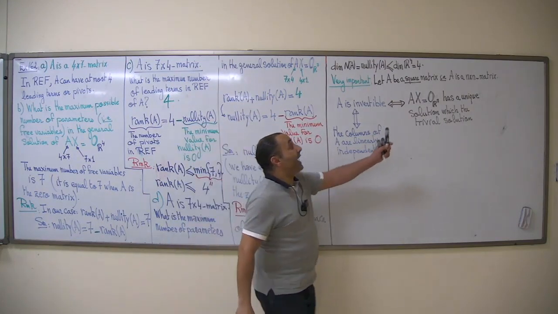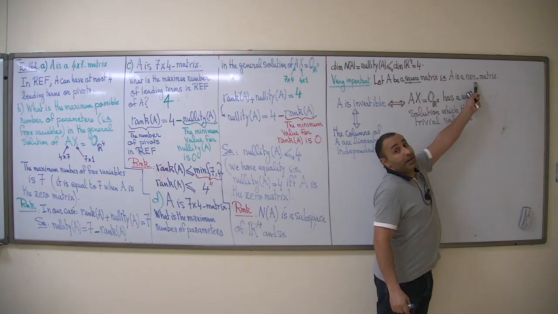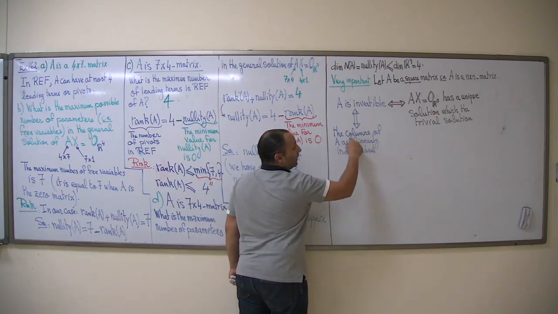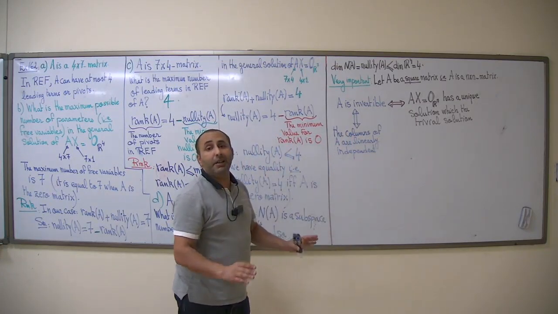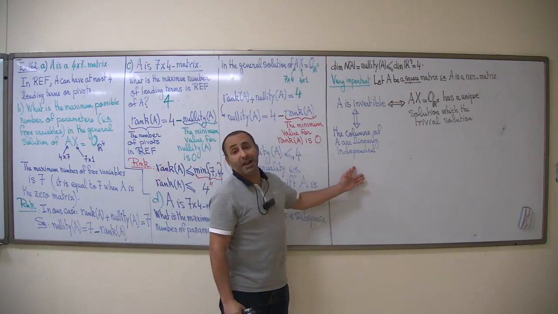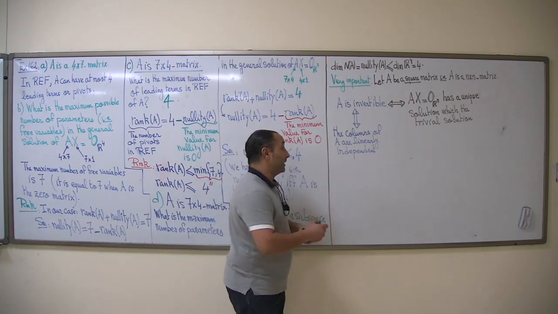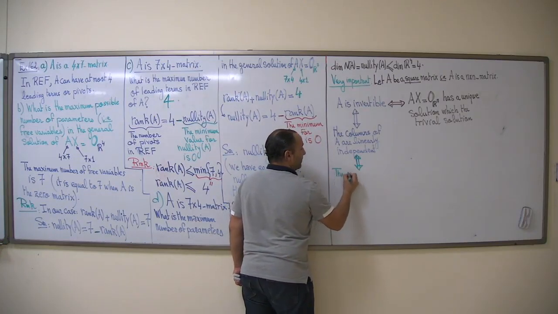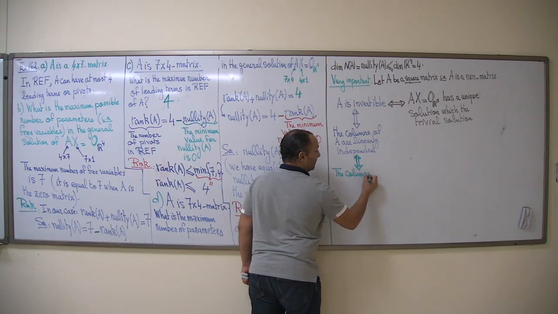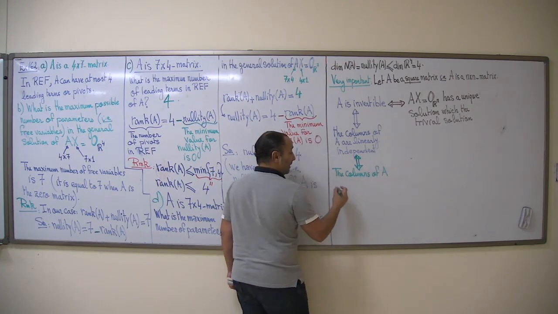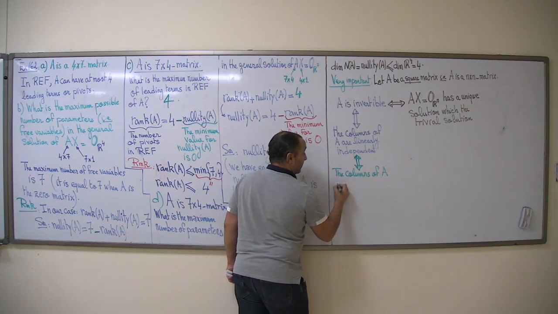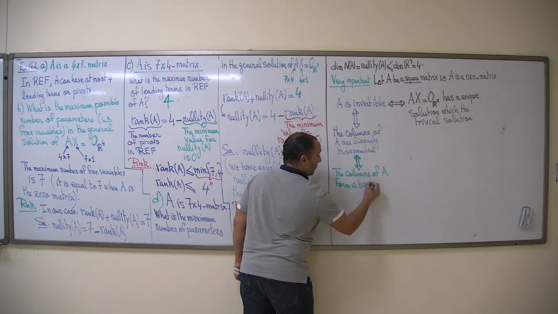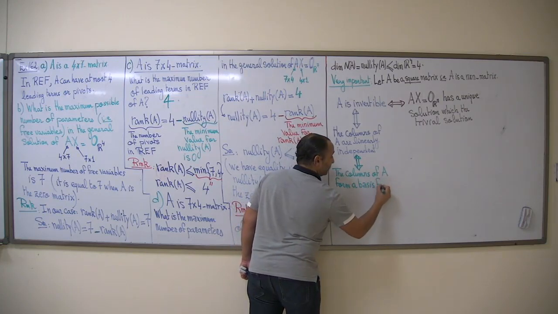But A has n columns, and each column is in Rn. So I have n vectors in Rn that are linearly independent. So that means they are going to form a basis for Rn. So I can say the columns of A form a basis for Rn.